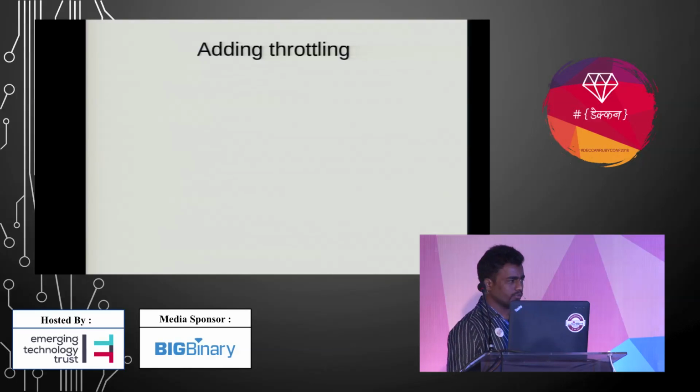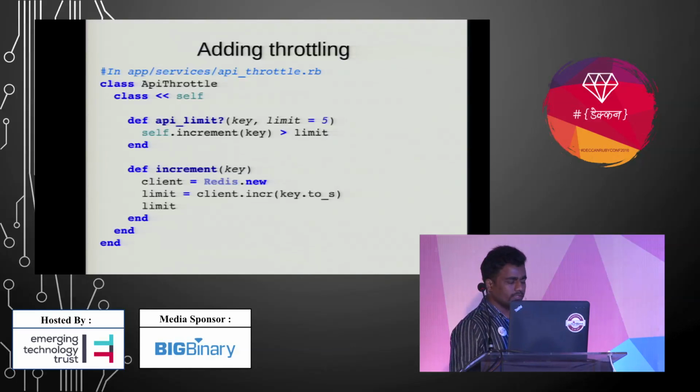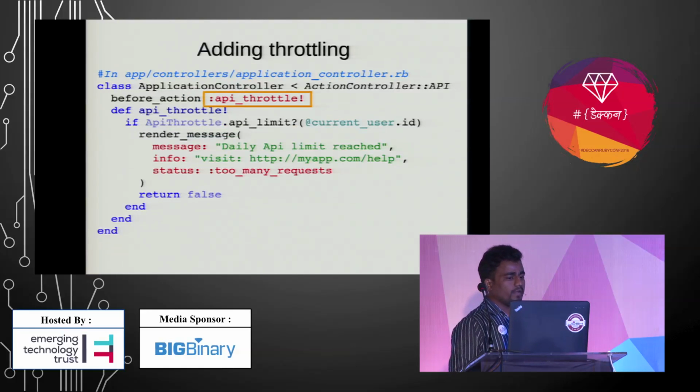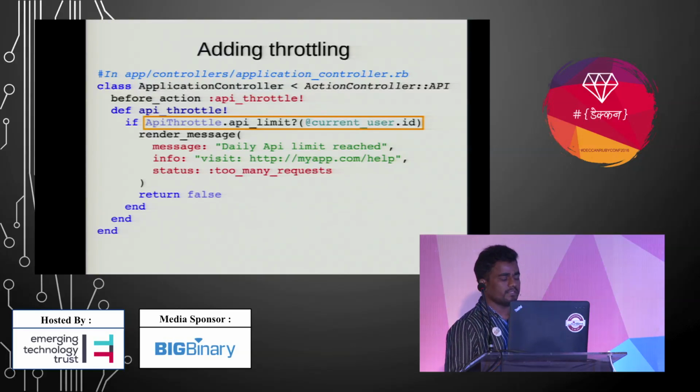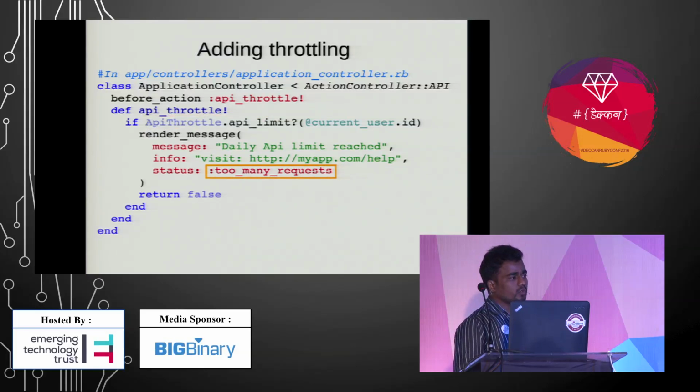So let's add throttling to our APIs. Here also I am using a simple service using Redis, where I'm setting a default limit of 5 for the key, and before each API call, I'm just incrementing its value and checking whether the limit is reached or not. So how to use this service in our APIs? In the application controller, before each API request, I'm just checking whether the API limit is reached or not. If yes, just returning a response code like too many requests with appropriate messages. So that was about throttling.